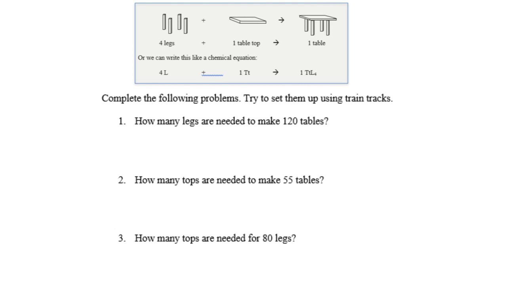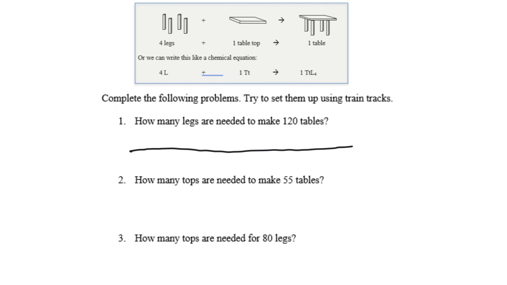quantities, to figure out, well, how many legs do I need? How many tops do I need? And we're going to use our old friend train tracks, because that is going to allow us to set up the proper procedure, the proper algorithm, so that our units will cancel and we will get the correct answer. Now, I realize working with tables and legs, you can do this in your head. But as soon as we start talking about moles and chemical reactions, this process is going to become very important.